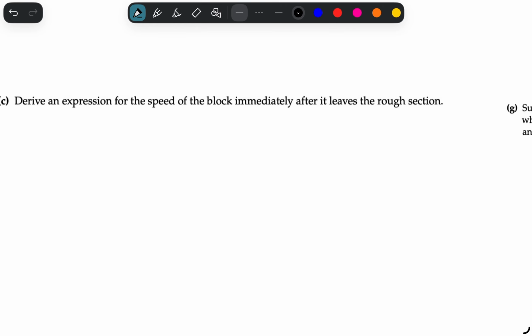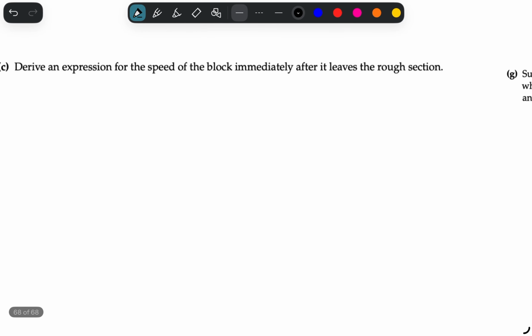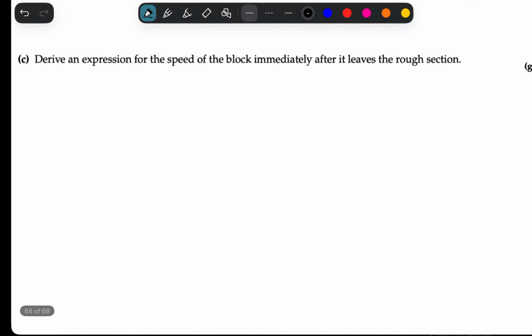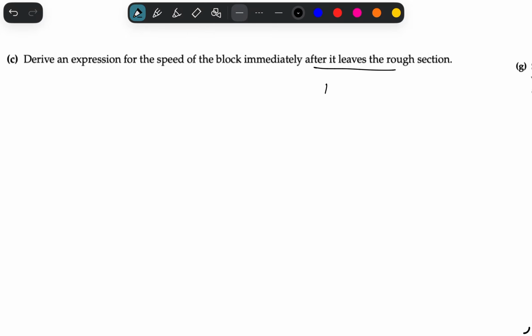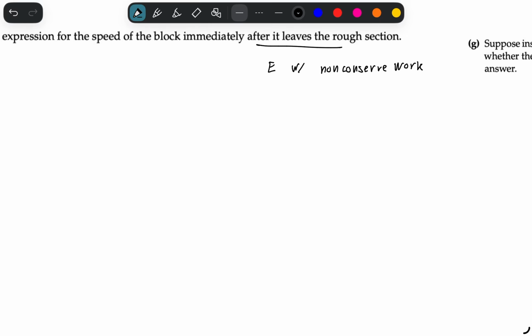Now, derive an expression for the speed of the block immediately after it leaves the rough section. After it leaves the rough section, we are going to have energy with non-conservative work. What that means is that you are not going to be maintaining the same amount of energy that you had before you entered this area. So energy initial plus our non-conservative work is going to equal our final.